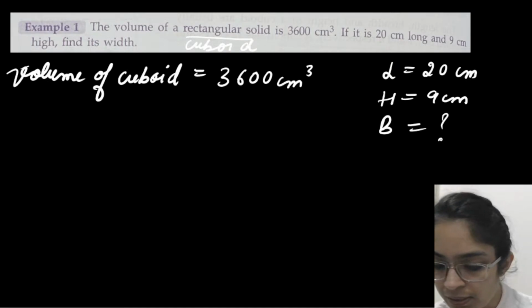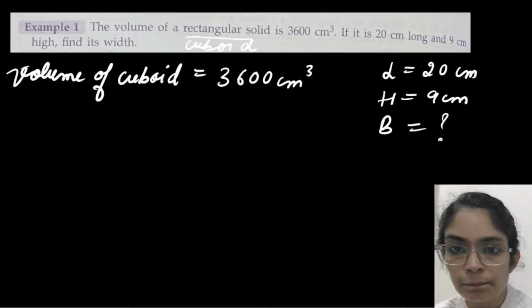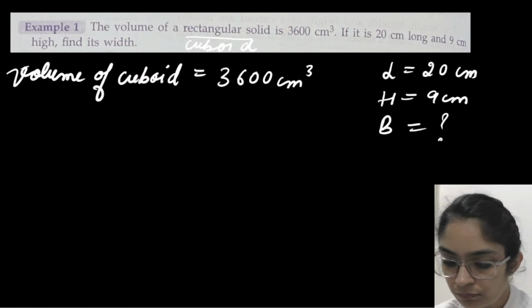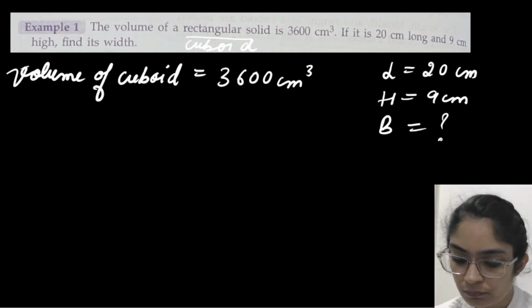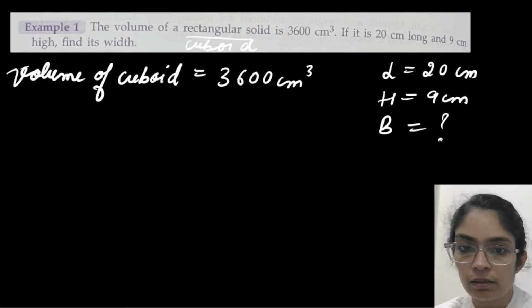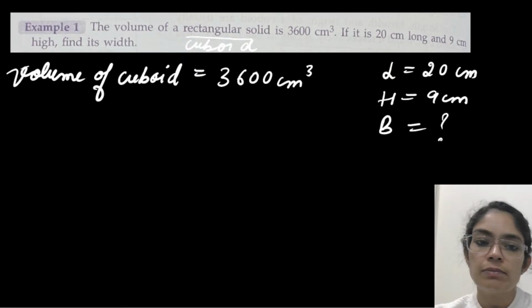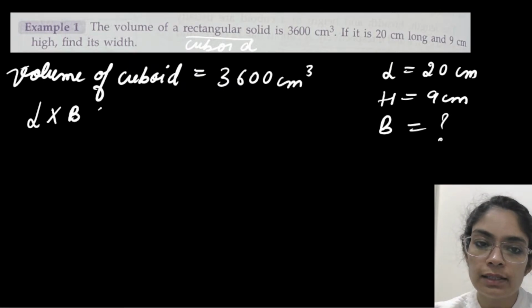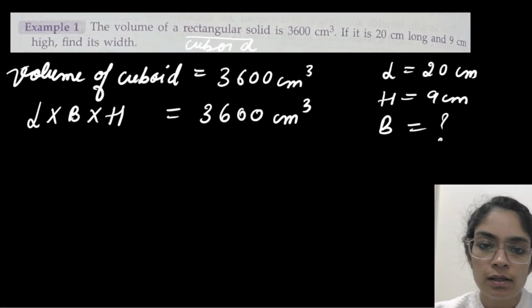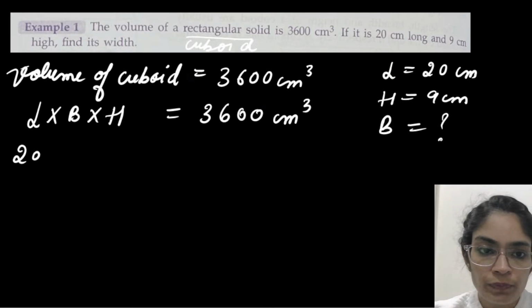So very simple question. Volume is given to us. We will apply the formula of volume. So we know volume is length into breadth into height. So I am just going to write the formula. Value is already given to us. So substitutions we can do: 20 into B we don't have, height we have, height is 9.